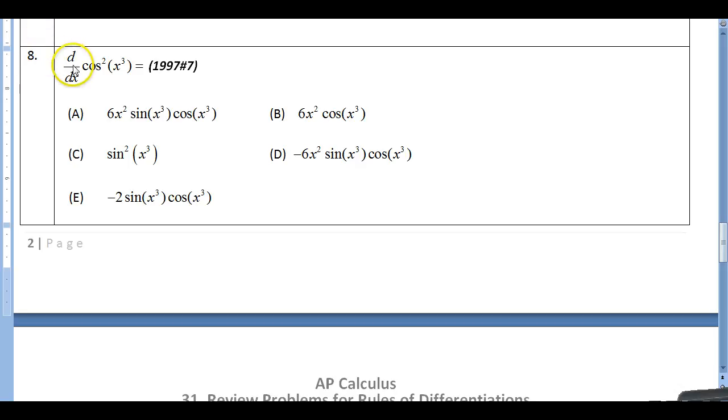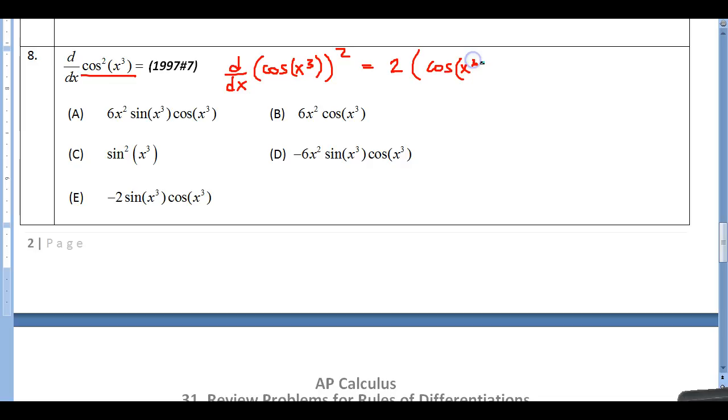Number 8, find the d over dx, d by dx, the derivative of this. Looks like it's going to be a mixture of rules. I'm going to rewrite this. I'm going to rewrite cosine squared as cosine x to the 3rd squared. So when I take a derivative of this, it'll be easier to see that I'm going to have to use the power rule first.